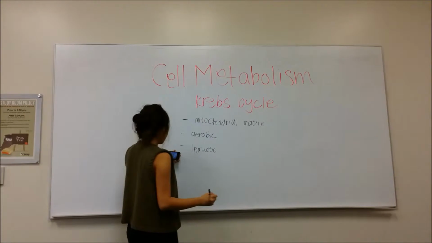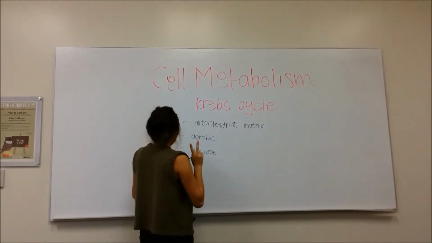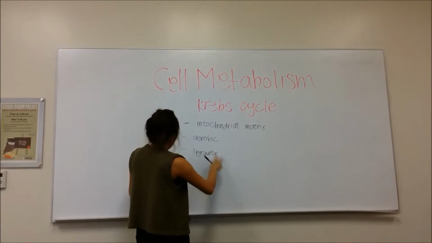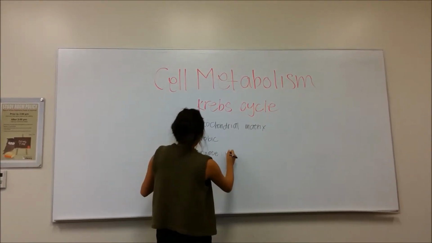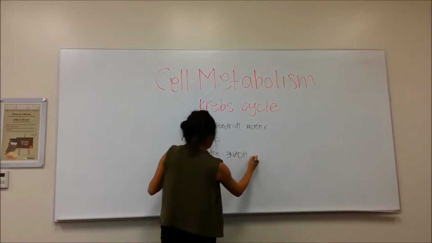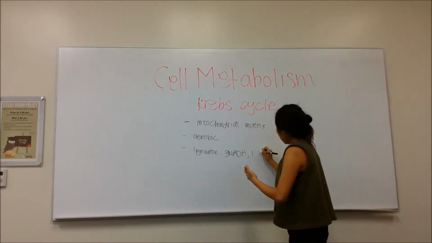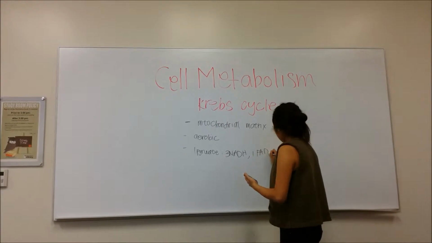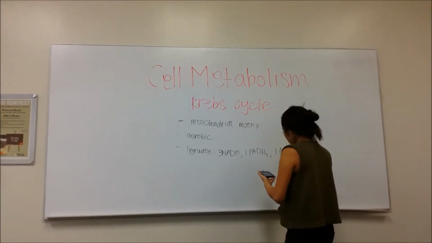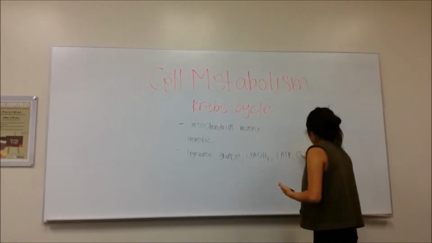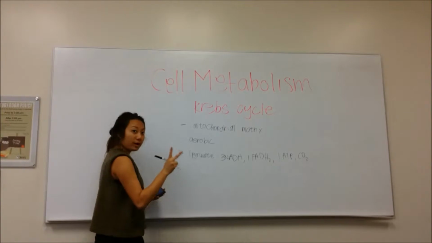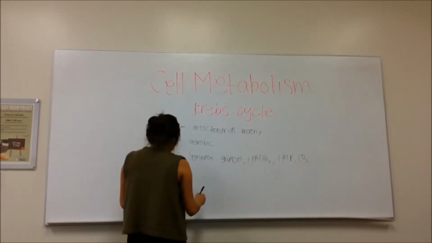However, this process actually goes through twice, so you have 2 molecules of pyruvate. But for this, I'm just going to write the output of 1 molecule. So 3 molecules of NADH, 1 molecule of FADH2, 1 molecule of ATP, and 1 molecule of carbon dioxide. So because this process occurs twice, you're going to have to double each of these numbers.